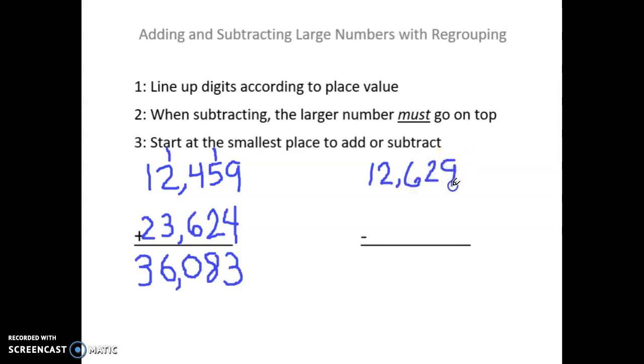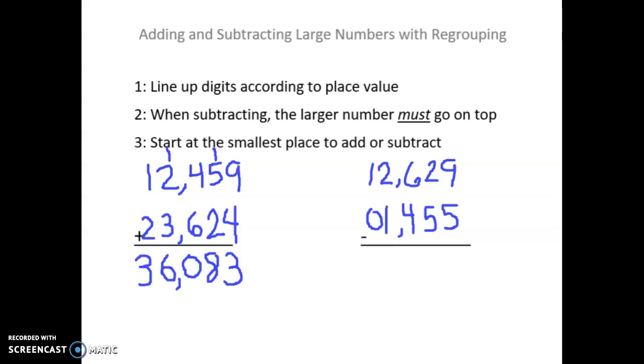12,629. And I'm going to subtract 1,455. Just like I did with my addition problem, I'm going to start with my smallest place to make sure that I have all my digits lined up correctly. Now notice on my bottom number, there is nothing in the ten thousands place. I can leave that blank, but if it's helpful, you could put a 0 there just to recognize what digits we are subtracting. So you can put a 0 there or leave it out.